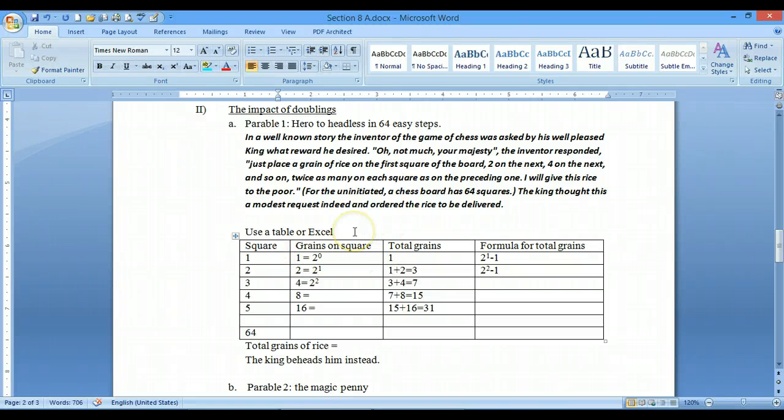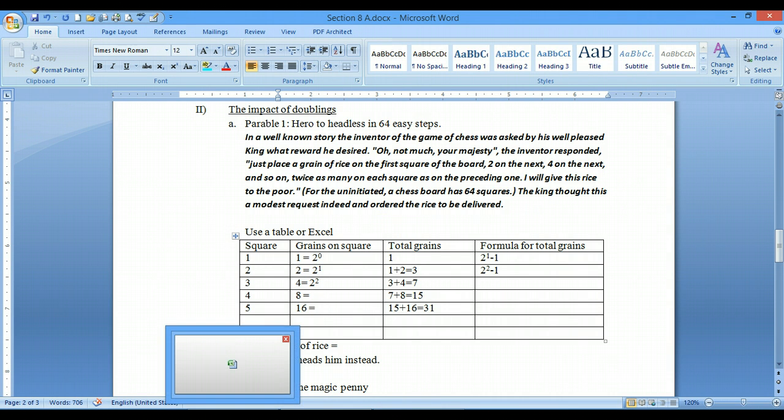So down here I have a table working on our squares and grains of rice. Now we can go ahead and do this by hand, or we can use Excel, which is a really fancy tool. And let's come in here. I've already pre-canned a couple of things. We need square, grains of rice, total grains, and the formula.